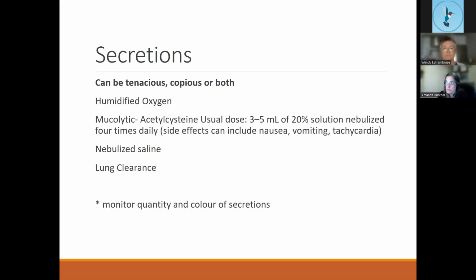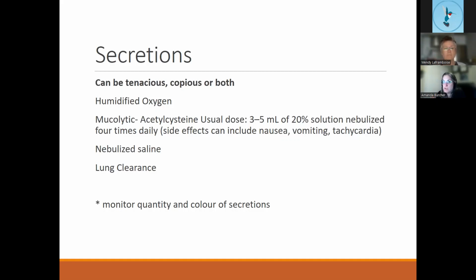I don't typically use mucolytics, although I have seen them in my ICU days. I haven't seen them in the community, but there are mucolytic agents like acetylcysteine. You can use 3 to 5 milliliters. Often you can combine some saline so that it's easier to nebulize, but it's nebulized up to 4 times daily. I don't think it's covered in the community, but it is covered in the hospital. Side effects can include nausea, vomiting, tachycardia. So it's a medication that can be very difficult to tolerate. But that being said, you may find a patient who's been on it and tolerated it well and is willing to continue.